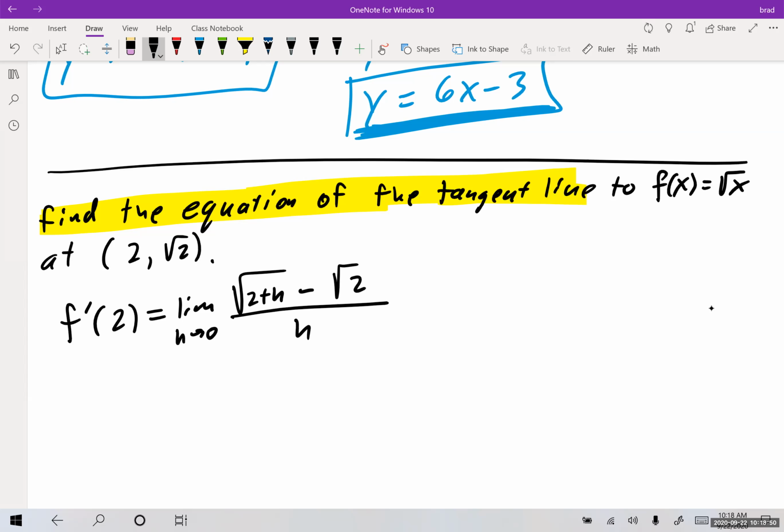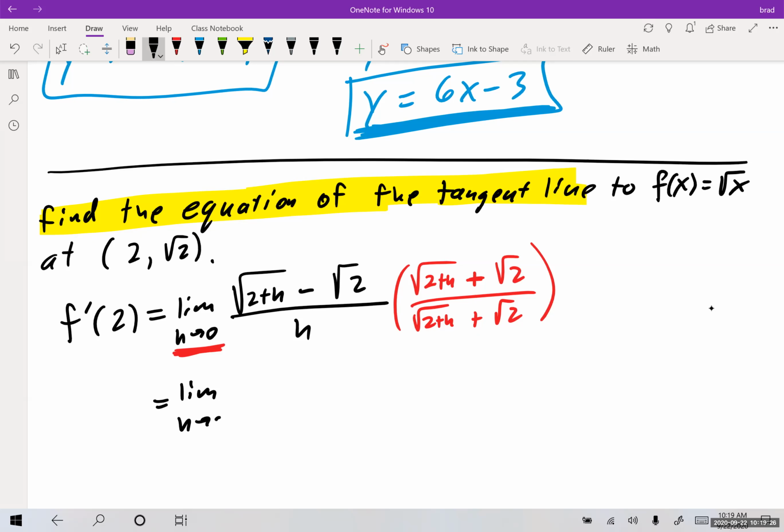You guys learned something in, I think it was 2.4, maybe 2.3 or 2.4, where we were able to rationalize the numerator or the denominator by using the conjugate, and this would sometimes help us work with limits. Once again, we cannot plug 0 in because you would have division by 0, so we have to find another way. So I'm going to multiply by the square root of 2 plus h plus the square root of 2, all over the square root of 2 plus h plus the square root of 2.